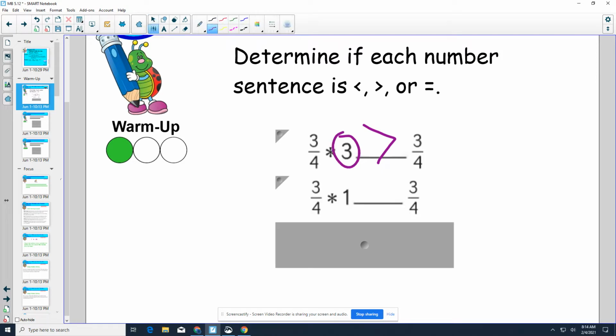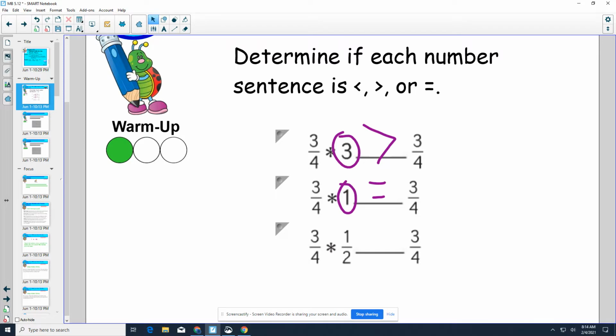Okay, when I look at this one here, I can see I'm multiplying 3/4 by 1, and you remember the multiplicative identity property. Any number multiplied by 1 is simply going to be itself, so these two would be equal. When I look here, I can see that I'm multiplying 3/4 by a fraction less than 1, so I know that that's going to end up being less than 3/4.